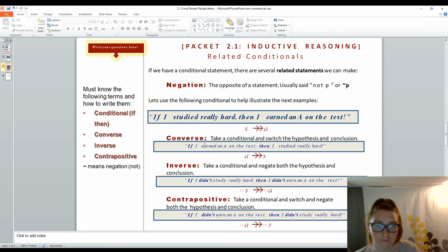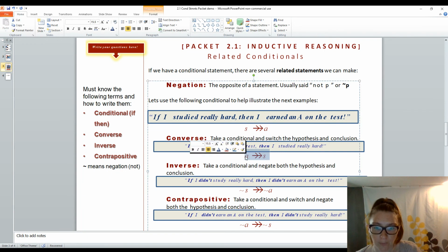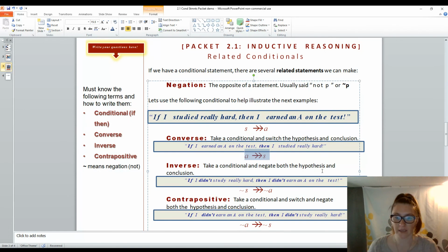The converse, look what happens. I'm going to jump right down here. The converse jumped and they switched it. Converse means to switch. So they switched the hypothesis and the conclusion. So they're talking about the A, getting the A on the test first and then studying. So look how it reads. If I earned an A on the test, then I studied really hard. So again, the converse is switching the conditional, just flipping the hypothesis and the conclusion.